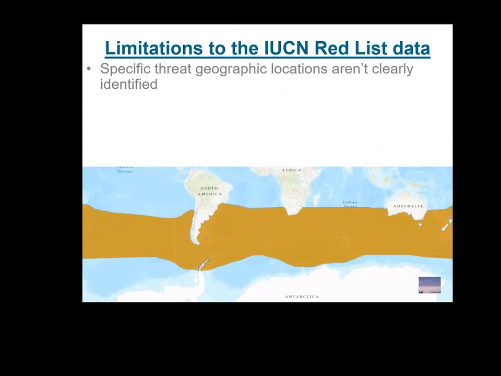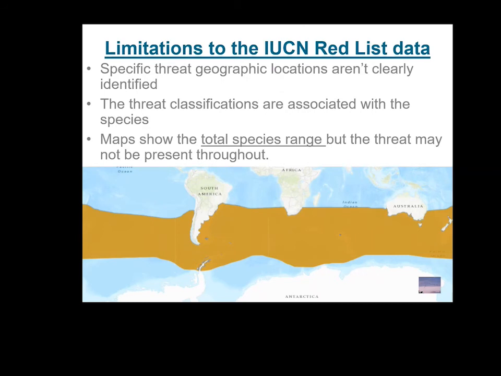The IUCN Red List is probably the most complete information on species globally, and certainly for providing information on species extinction risk. But we do want to point out some of the limitations associated with using the data. One main limitation is that the threat classifications which are included in the assessments are associated with the species and not with the threats themselves. Therefore, specific pollution threat areas are not clearly identified.